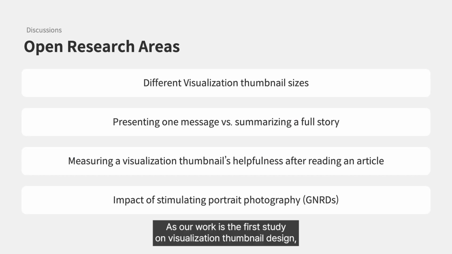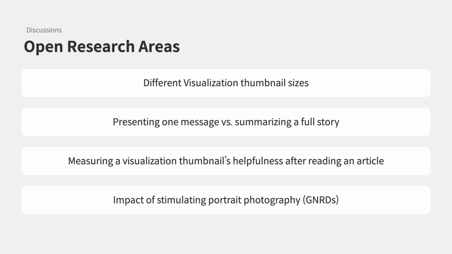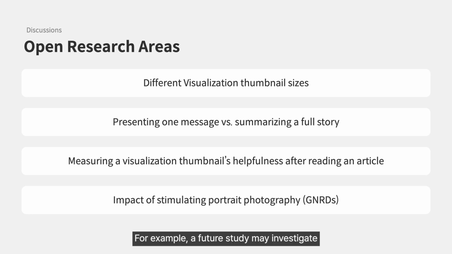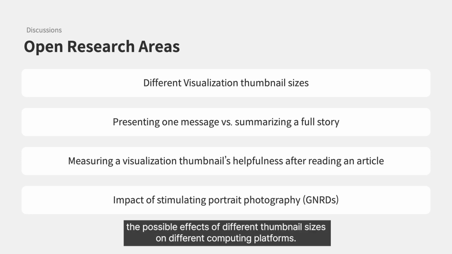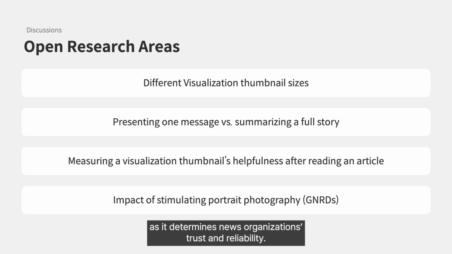As our work is the first study on visualization thumbnail design, there are still unanswered questions. For example, a future study may investigate the possible effects of different thumbnail sizes on different computing platforms. Measuring the perceived helpfulness of visualization thumbnails is an important issue as it determines news organizations' trust and reliability.